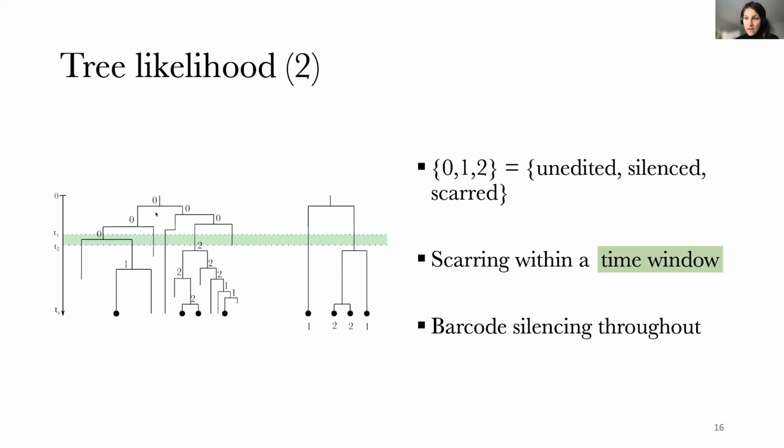And then as time goes by, barcodes can either be scarred during a particular scarring window that is usually given by the experimental conditions. And barcodes can also be silenced throughout the whole time point. Something that's really nice is that we can analytically calculate the transition probability matrix for such a model formulation. And so this also makes the computation of our tree likelihood relatively fast.